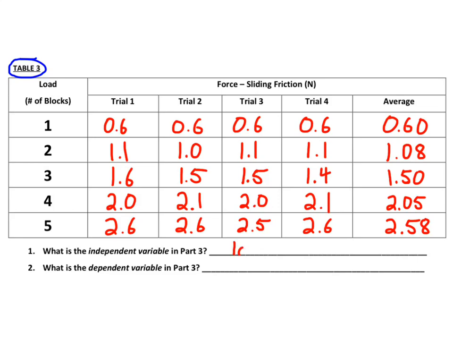But again, we need to determine our independent variable, which is the load. It's the number of blocks, and that is what we knew before we ran the experiment. It's the thing we were manipulating in the experiment. And so the dependent variable is the other factor. It's the factor that responded to the number of blocks that we stacked up, and it's the thing we didn't know before we ran the experiment. So that was the sliding friction, which we measured in newtons.